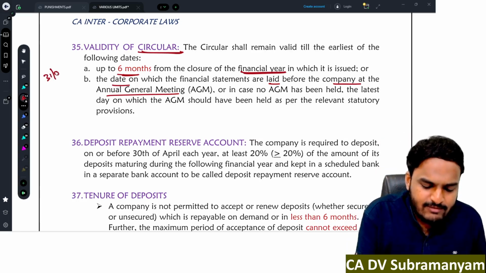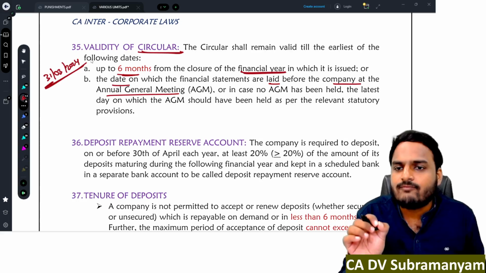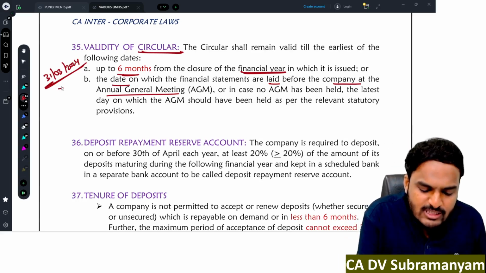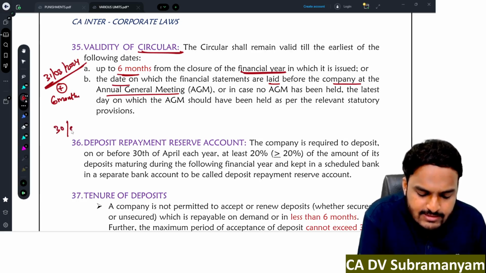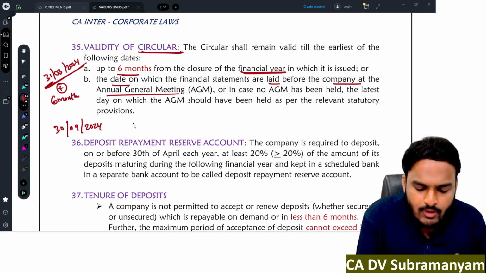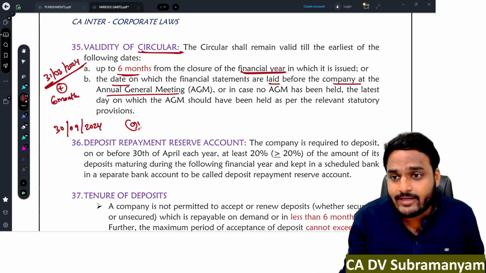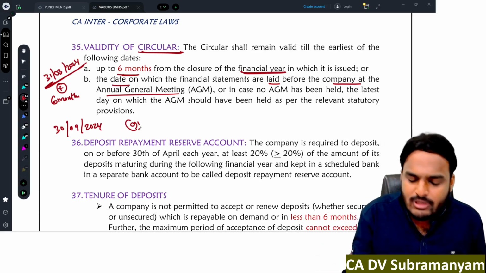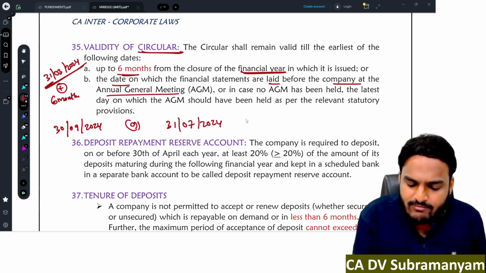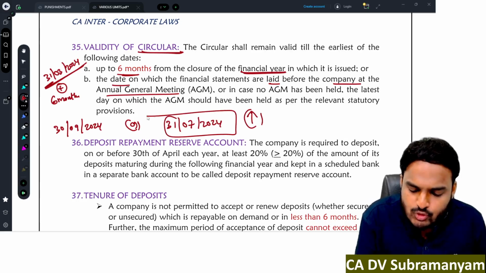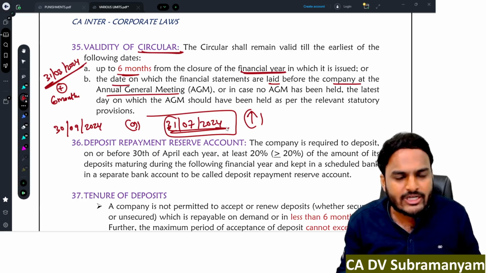So 31st March 2024 is the financial year closure date. In that case, the validity of the circular is 6 months from closure of the financial year. That means 30th September 2024, or the date of AGM where the company had laid financial statements. Suppose the actual date of AGM is 31st July 2024. Whichever is earliest means 31st July 2024. So the circular is valid up to 31st July 2024.